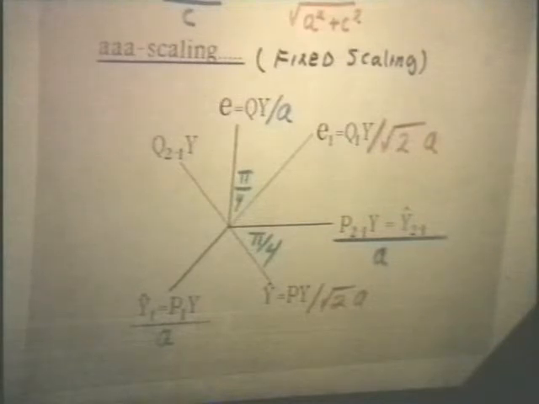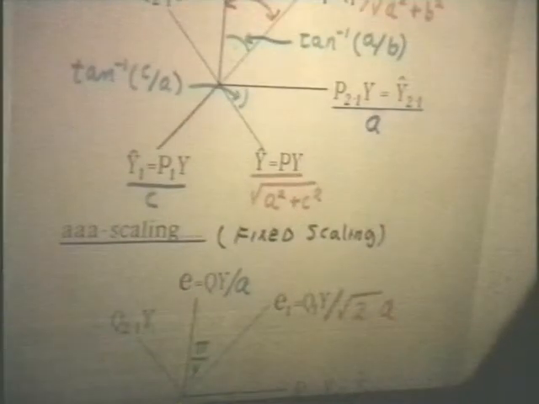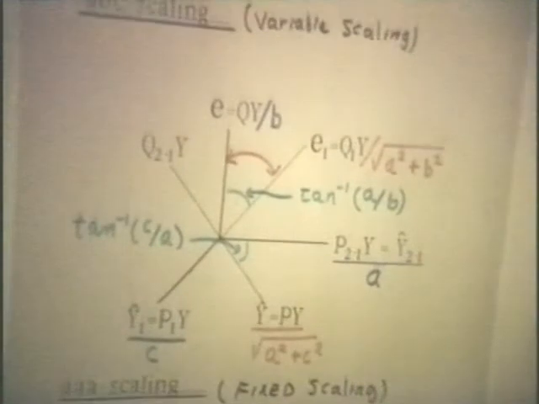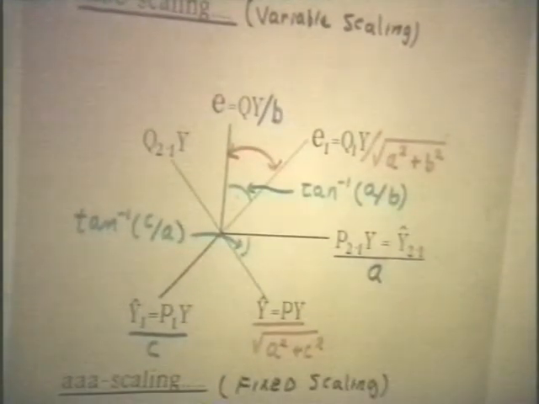Now, the minute we do that, that's called ABC scaling. That's indicated on the top half of the slide. The minute we do that, all of the pi over 4 angles, all of the structure of the plot changes. All of the angles, everything we have to keep track of in terms of these rotations, now becomes a function of the scale factors A, B, and C. That's what you need to do to enhance the resolution in the plot.